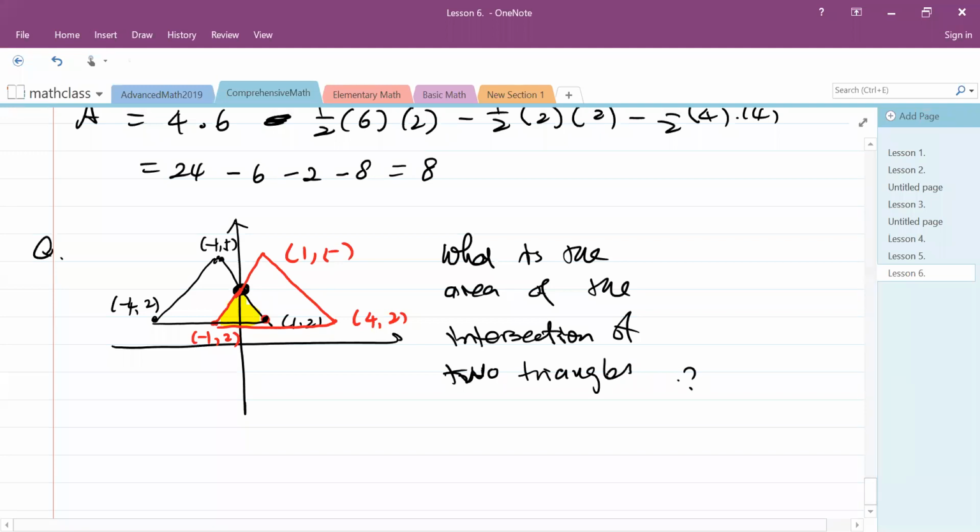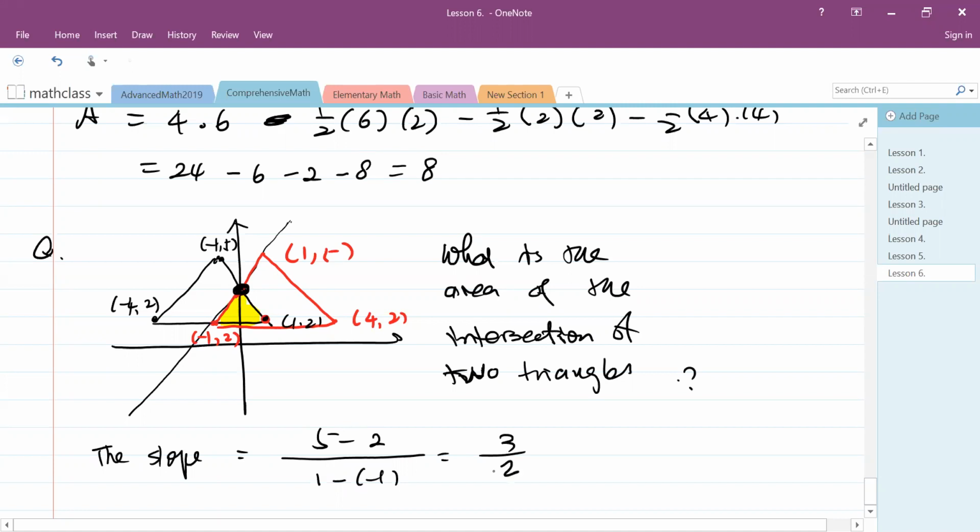You see, let's look at the slope of this line. Maybe we can easily get it. The slope of this line is the difference of the y coordinates, right, divided by the difference of the x coordinates. So it's 3/2. The slope of this line. Okay. So if we know the slope, then you can use the slope to figure out the intersection point.